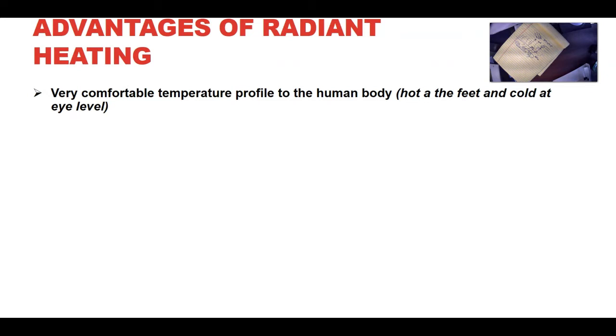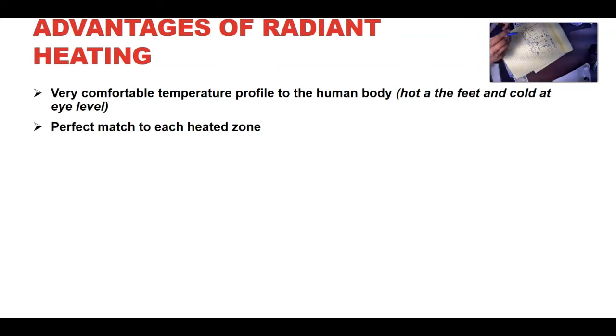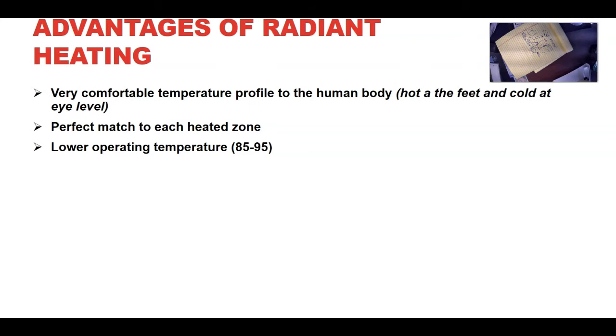And going forward, it's a perfect match for each heating zone. You can change the temperature of the water for each heating zone, and you can zone using loops. Every room will have its own loop, and there's a schematic in the book that shows that. Lower operating temperature, usually between 85 and 95, is very perfect because you can utilize heat pumps or appliances that produce less heat than gas or oil. So it's a very good match for so many low heat appliances.